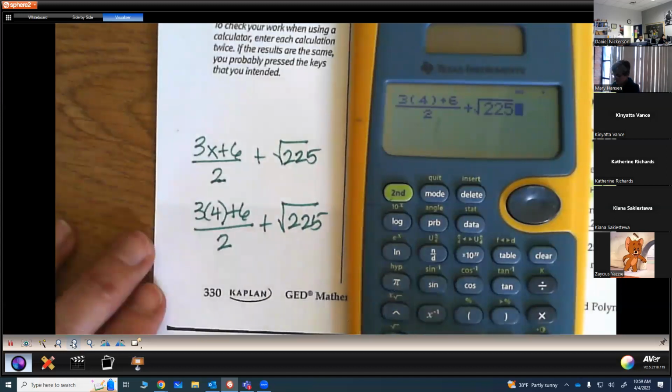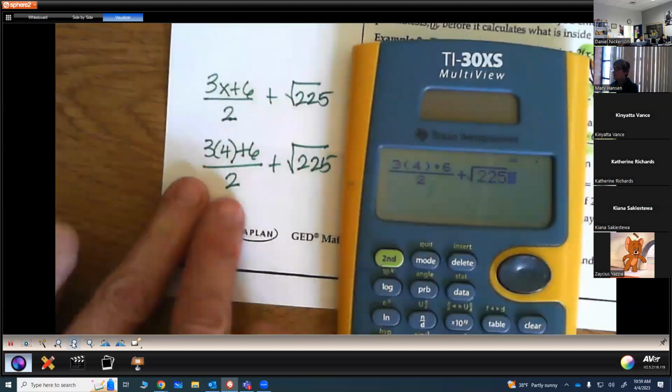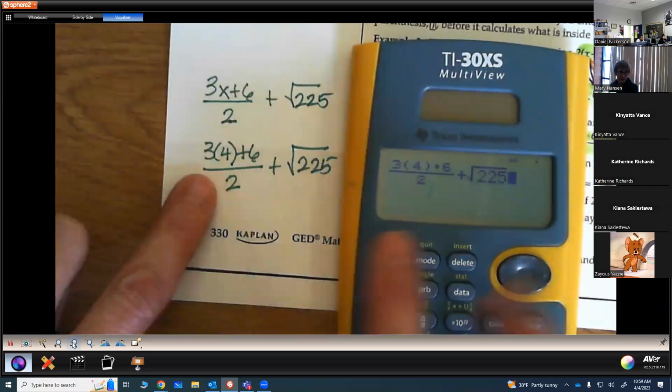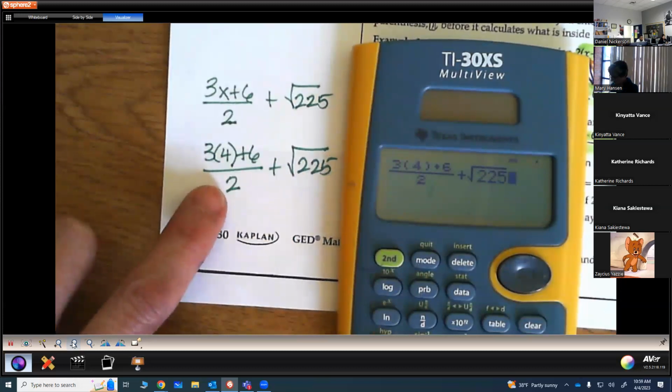And we can double check our work. We can make sure that what I hand wrote matches what my calculator looks like. I can fix anything that I've messed up on and hit enter.